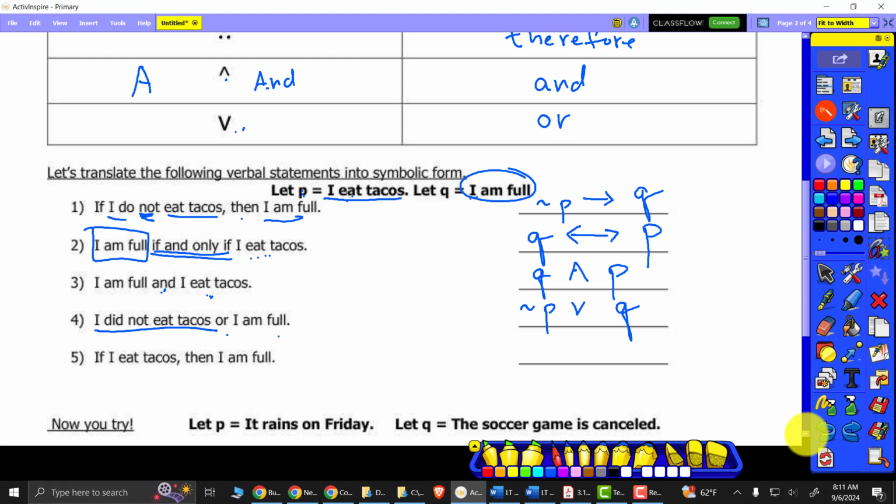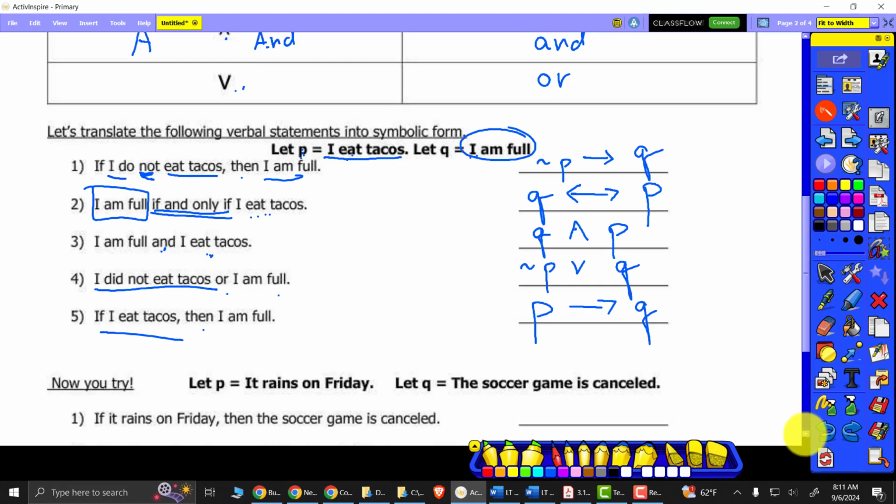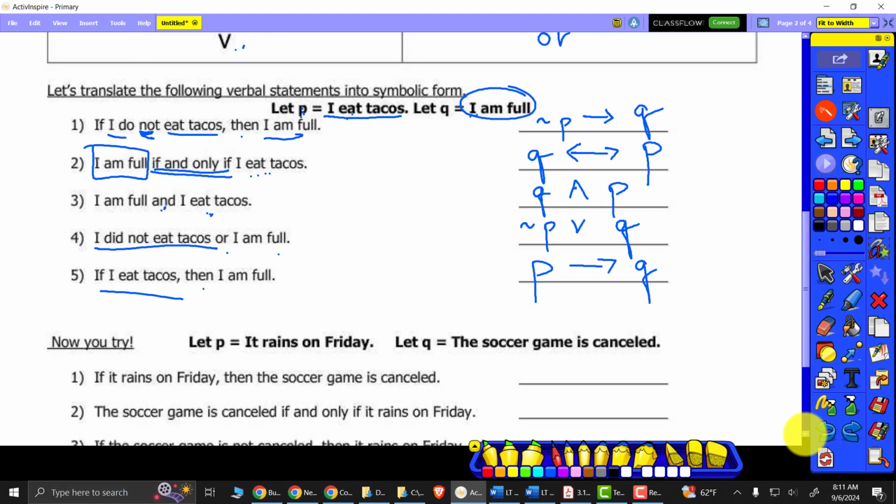Next, I eat tacos, and that is your letter P. Then, so that's just this symbol, I am full. All right, so there we go. Now go ahead and try the first example. Okay, I'll give you a minute or two to figure out the first one.